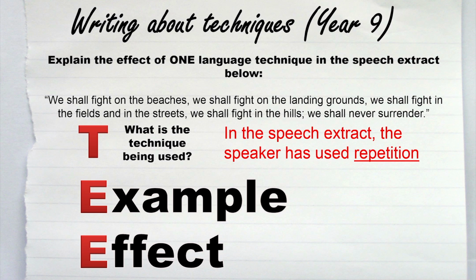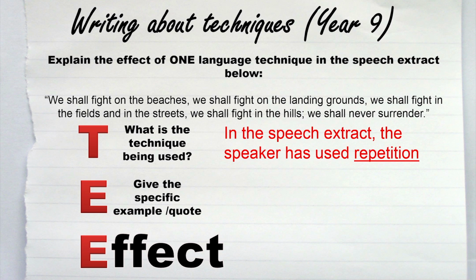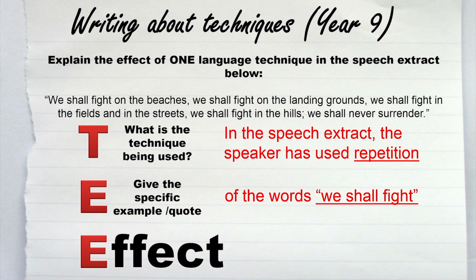Then we move on to the example. This is where you give the specific example or quote. So you're being really specific about what it actually is. It's not enough to just say repetition. We need to prove we actually know what repetition means and what's being repeated. So we say, of the words "we shall fight." Again, don't underline it normally. We're just underlining to show you the answer in this particular response. So far we have, in the speech extract, the speaker has used repetition of the words "we shall fight." So we've done T and we've done E. We've used the technique and we've made sure that we've given the example or the quote.